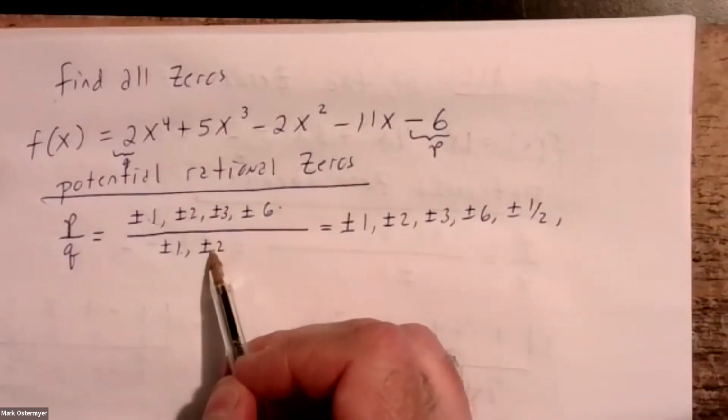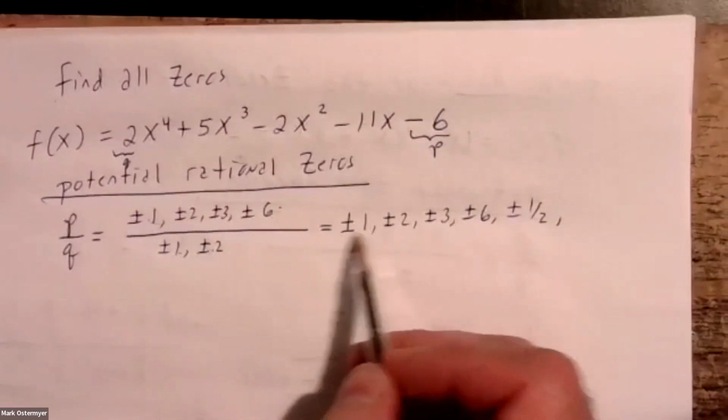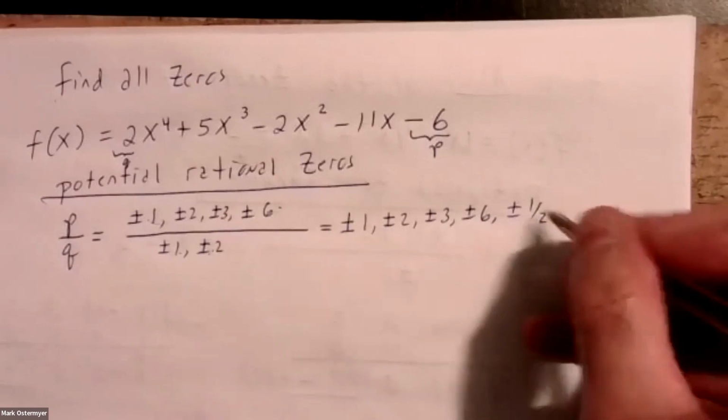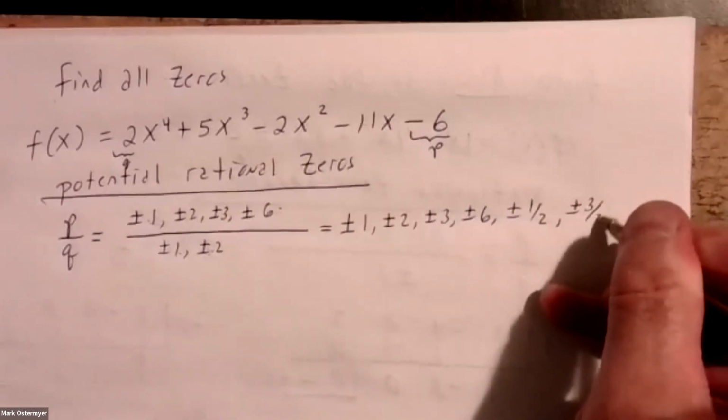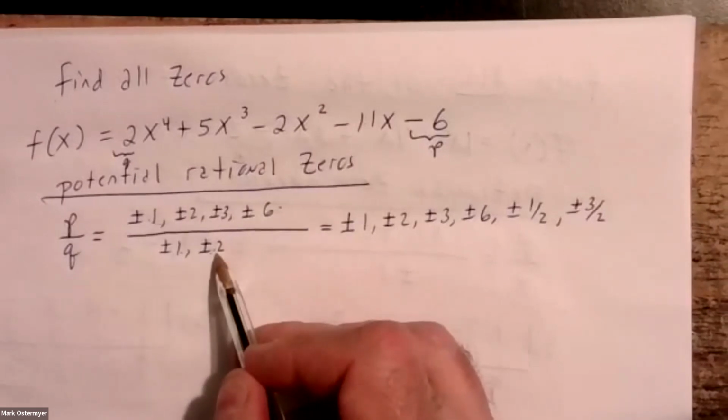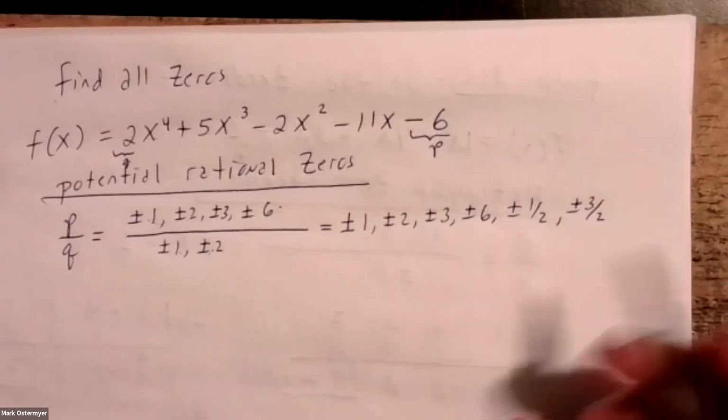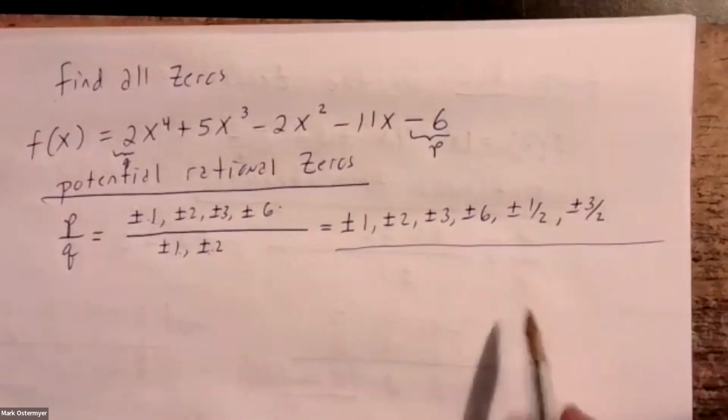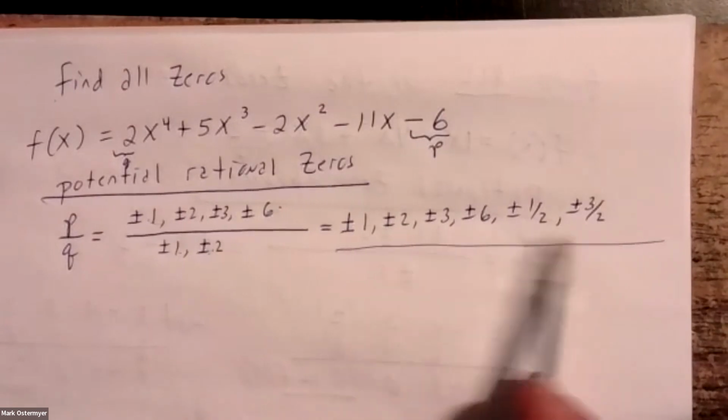Positive -2 over positive -2 reduces down to positive -1. We've already accounted for that. Positive -3/2. Positive -6 divided by positive -2 is positive -3. We've already accounted for that. So if this polynomial has any rational zeros, they must come from this list here.